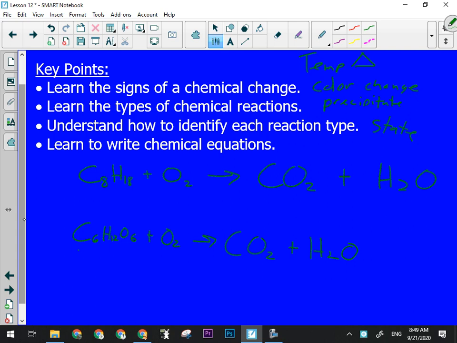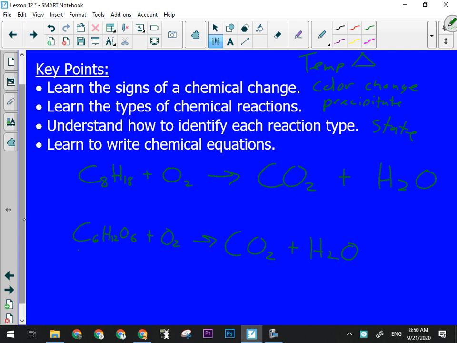Okay? Carbon, hydrogen, oxygen. Carbon, hydrogen, oxygen. I don't have any new elements here. I just have the elements that I started with. All I've done is rearrange them. That rearrangement produces new substances, not new elements. Everybody with me on that?